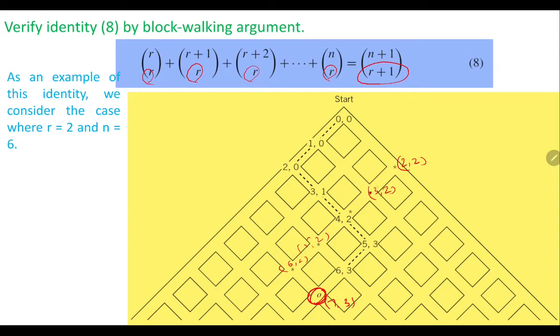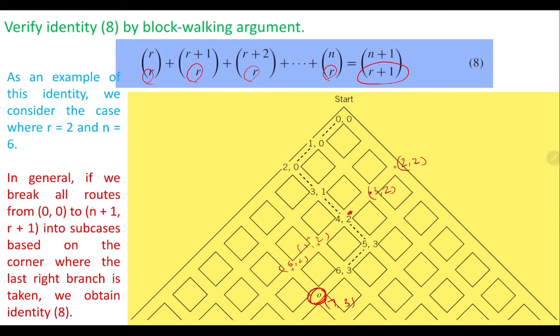So till (3,2) we consider all possible ways to reach (3,2). After that, either you take the right turn, which we are considering the unique way, or if you take the left turn, then this is already covered in all possible paths to reach (4,2). So that's why the left turn has already been covered in the next case (4,2), and the right turn we are already covering, it's the unique way. So you can see it as follows: if you break the routes from (0,0) to (n+1, r+1) into sub cases based on the corner where the last right branch is taken, then we obtain identity 8.